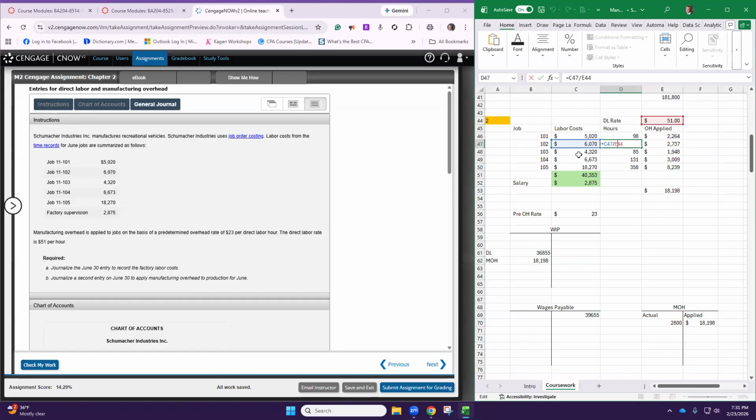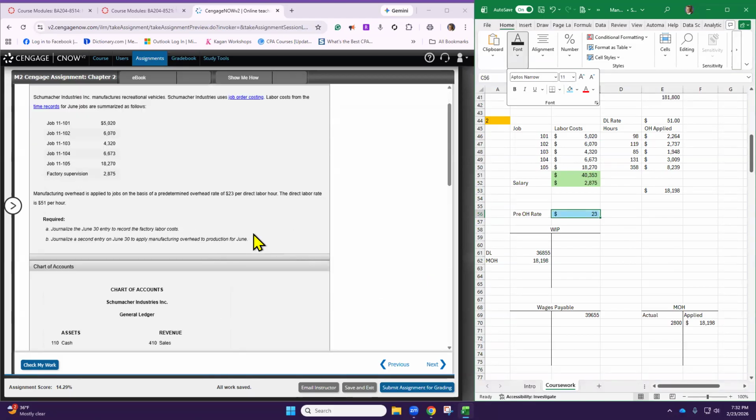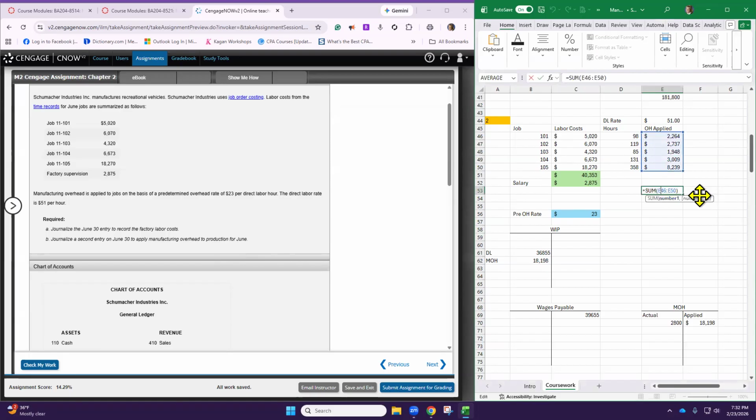Job number 2 had $6,070 divided by $51 labor rate. That one's got 119. So this is telling you how many hours each of these jobs had. And then we're going to take the number of hours times this $23, right? 23 is how much they told us we are applying. So when we apply, here's the overhead we're applying at $23 an hour times these hours, okay? So I just went ahead and added those up just to know what it is.